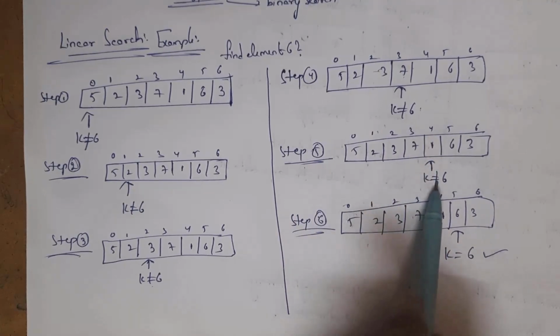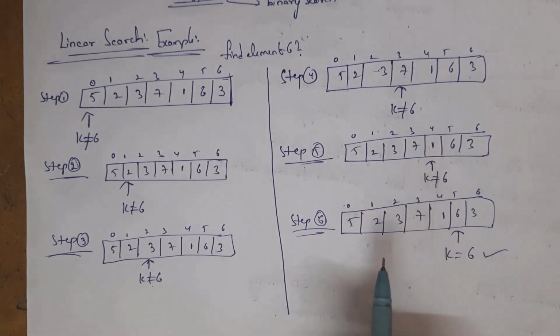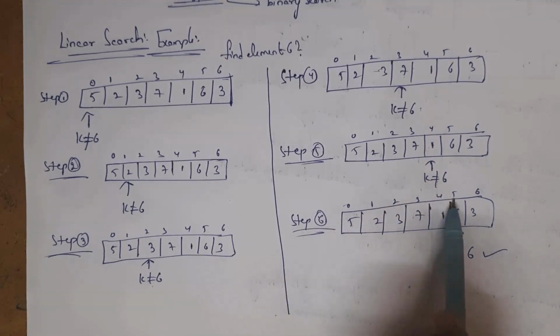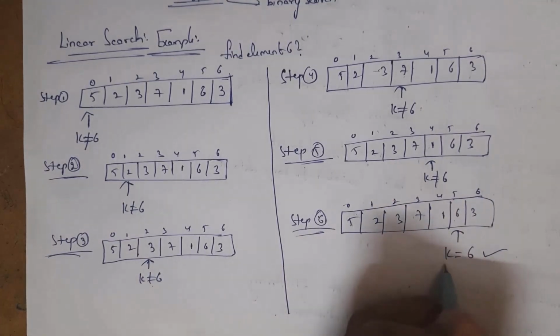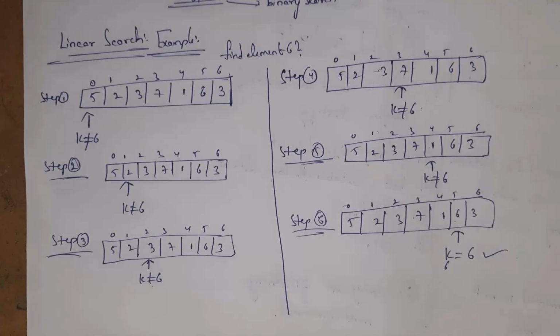1 is not equal to 6. So again we need to move the cursor one position forward. In step 6, I placed the cursor at index number 5. At index number 5, the element is 6. So here the k value is 6. 6 is equal to 6. Therefore, we found our required element.